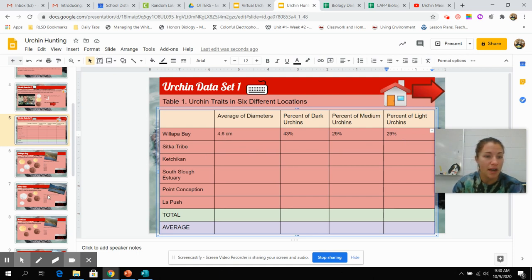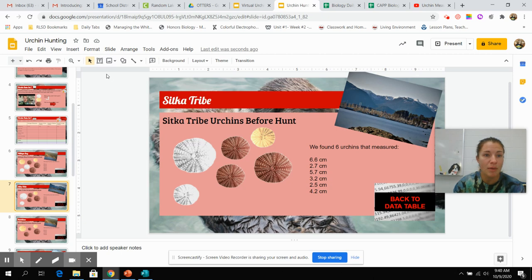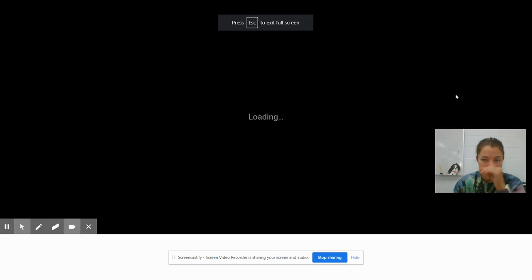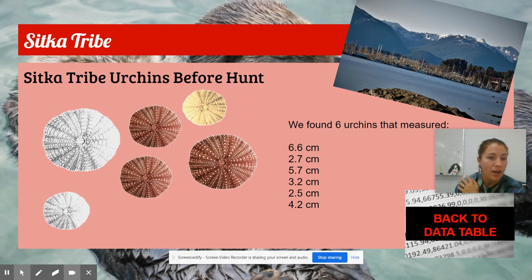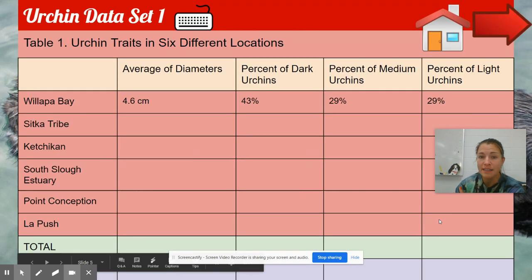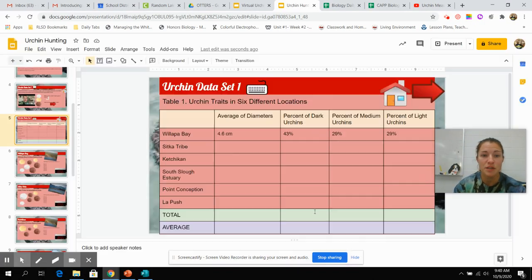So now Sitka tribe, I'm going to look at my Sitka tribe and do the exact same thing. So we're going to present so you can see everything a little bit better. Look at the measurements, average them. We have 2 out of 6 that are light, 1 out of 6 that are medium, 3 out of 6 that are dark. Add all of that to your data table. So click on escape so you can go in and edit, and then put all of your totals on the bottom. All right, so I hope that helps.